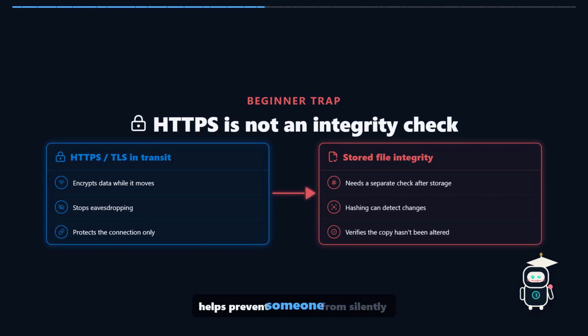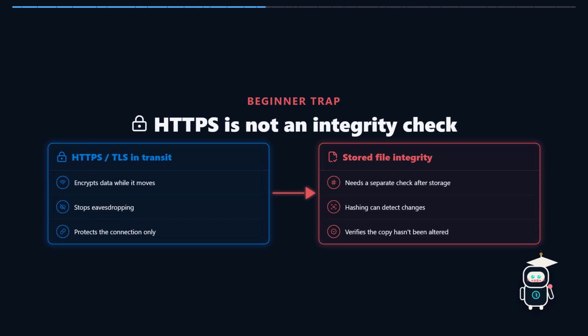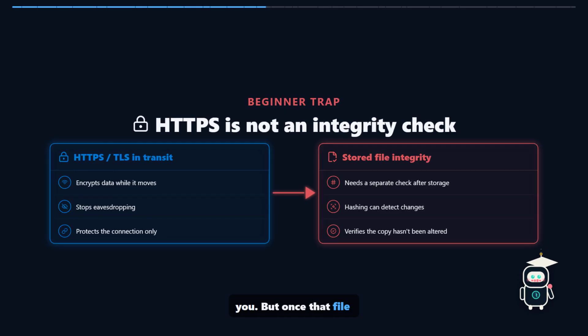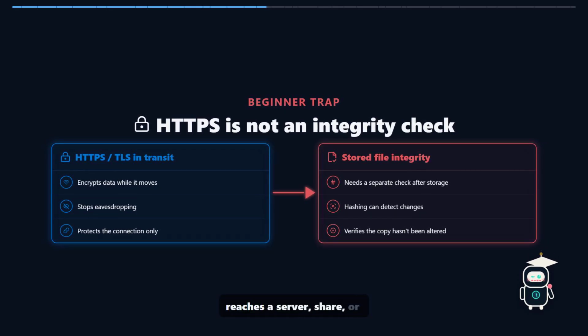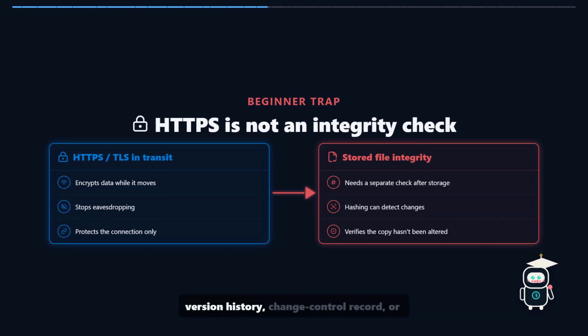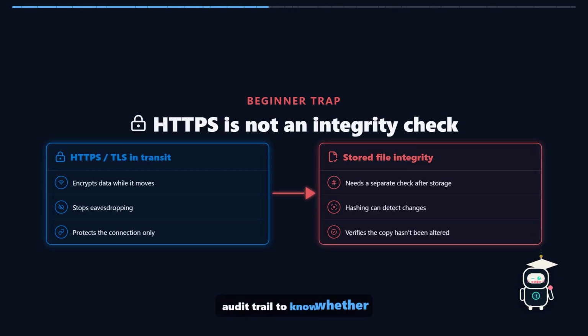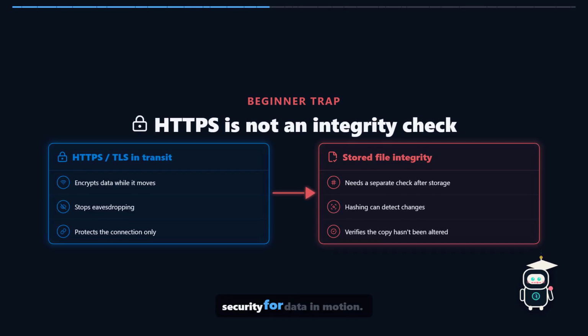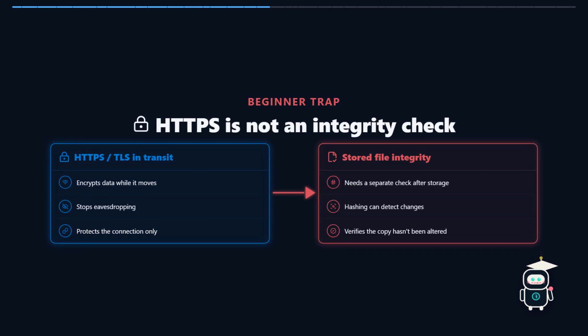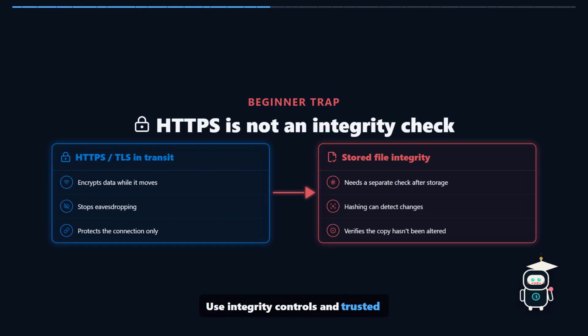Imagine downloading a file over HTTPS. TLS helps prevent someone from silently changing the file while it travels from the server to you. But once that file reaches a server, share, or endpoint, you may still need a trusted hash, digital signature, version history, change control record, or audit trail to know whether it changed later. Use transport security for data in motion. Use integrity controls and trusted baselines for data at rest.